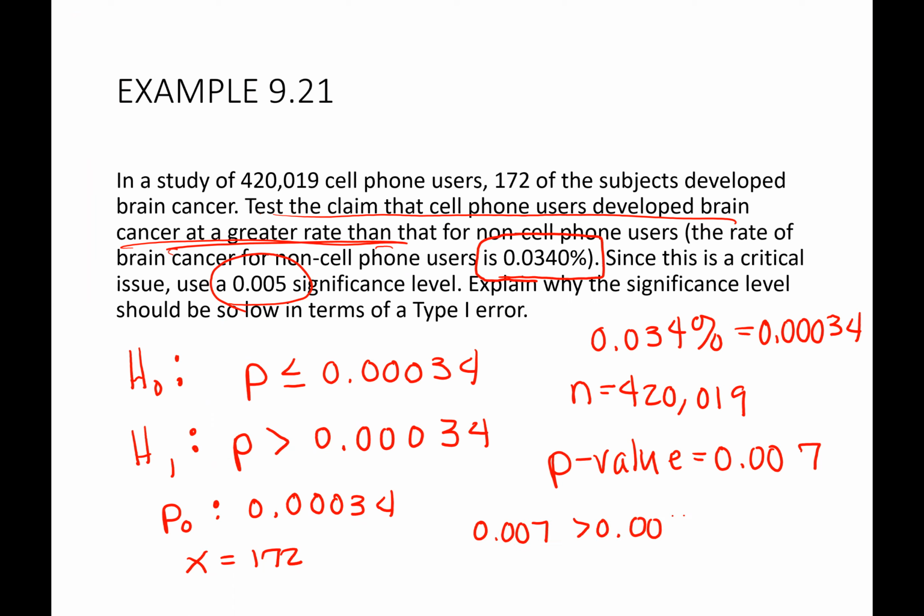So what this says is that the sample doesn't support the conclusion that the proportion is higher than the proportion of non-cell phone users. So that's a good thing. The sample doesn't support that cell phone users have a higher rate of brain cancer than non-cell phone users. Good thing.